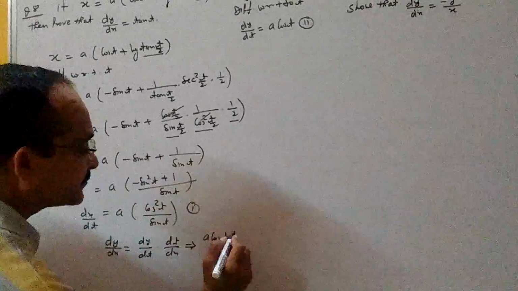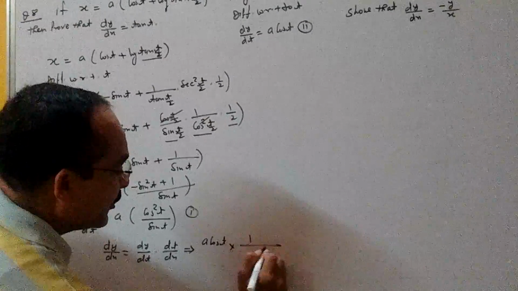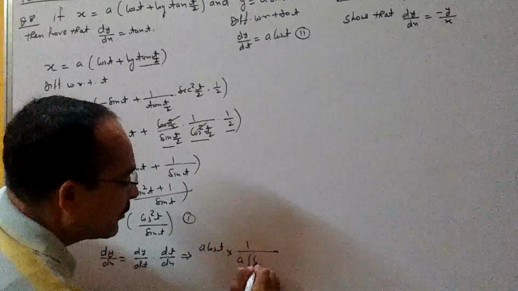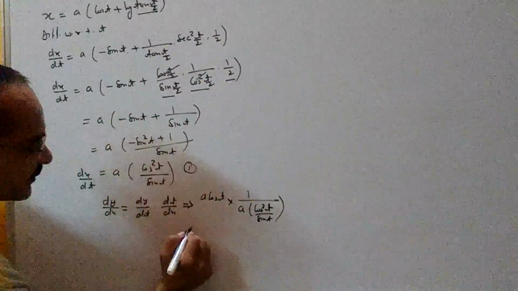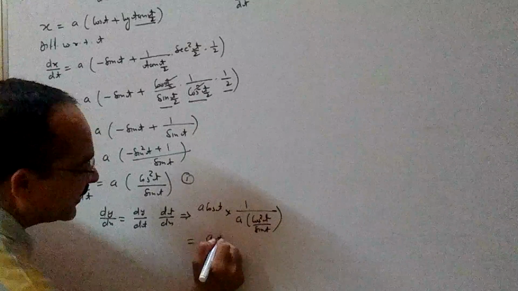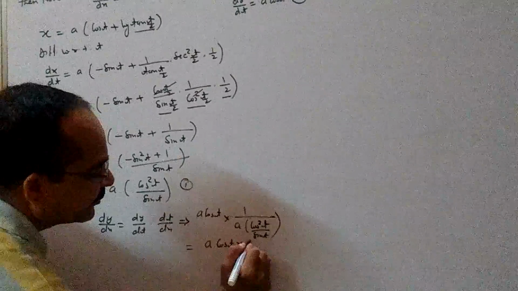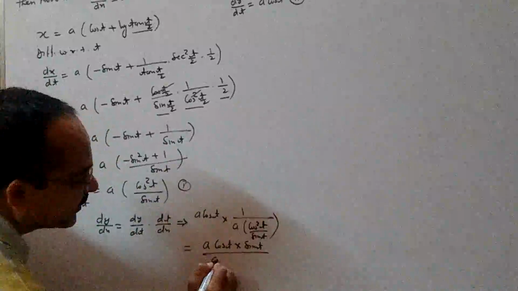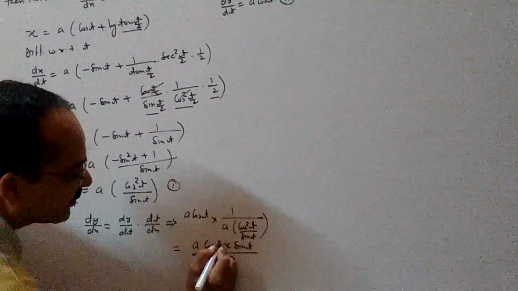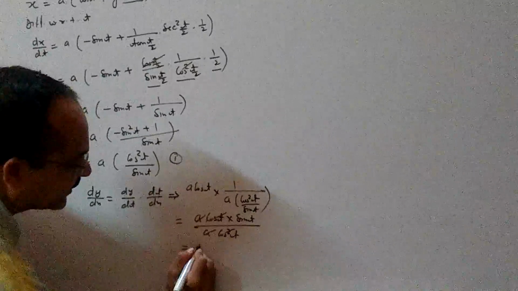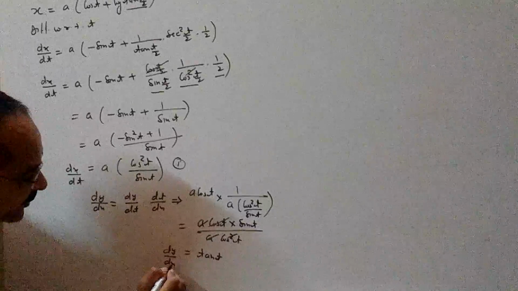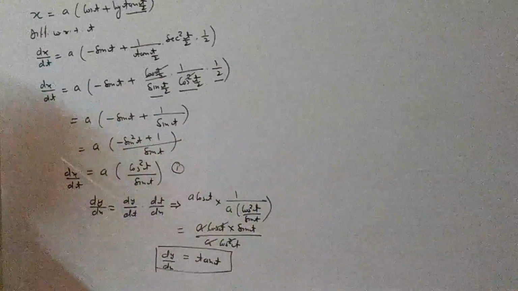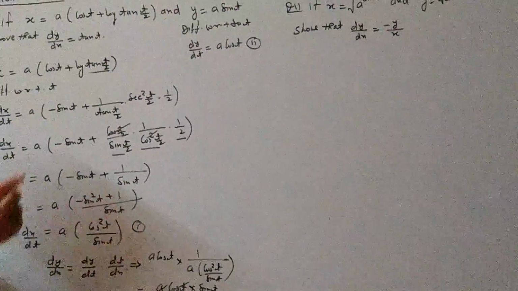It means 1 upon a cos square t over sin t, and in the next step, that is a cos t into sin t over a cos square t. One cos is cancelled, a cancels, then that is equal to tan t. So that is our final answer. This is the complete proof of this question.